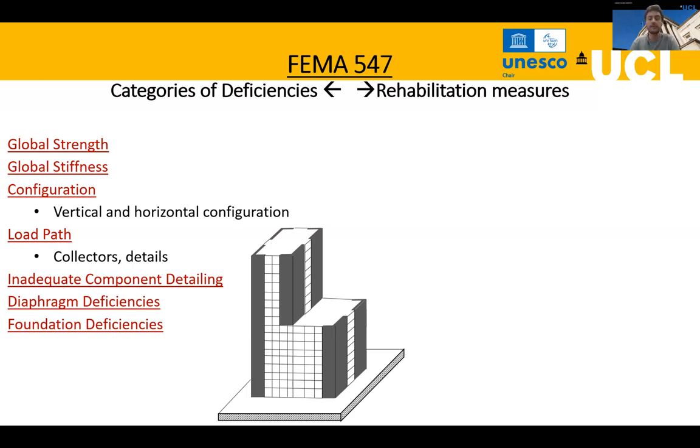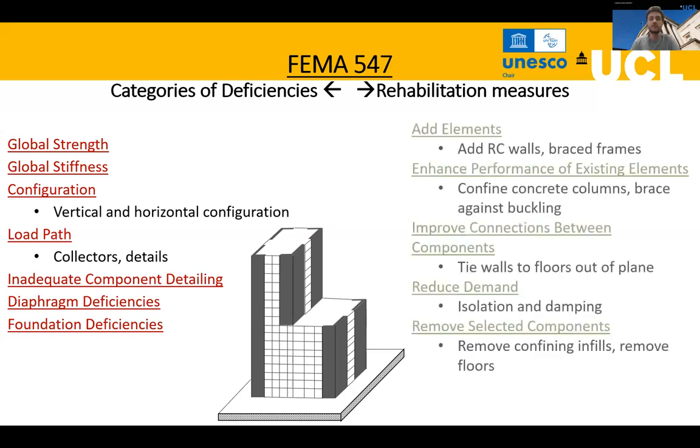For example, buildings that have some type of machines or some type of specific loads located in some stories that make the behavior of the structure not as expected. And there are others, like inadequate component detailing. This was seen in many previous earthquakes, problems with the detailing of the rivers, and diaphragm deficiencies and foundation deficiencies. We also saw those buildings that were tilted because of problems with the foundation.